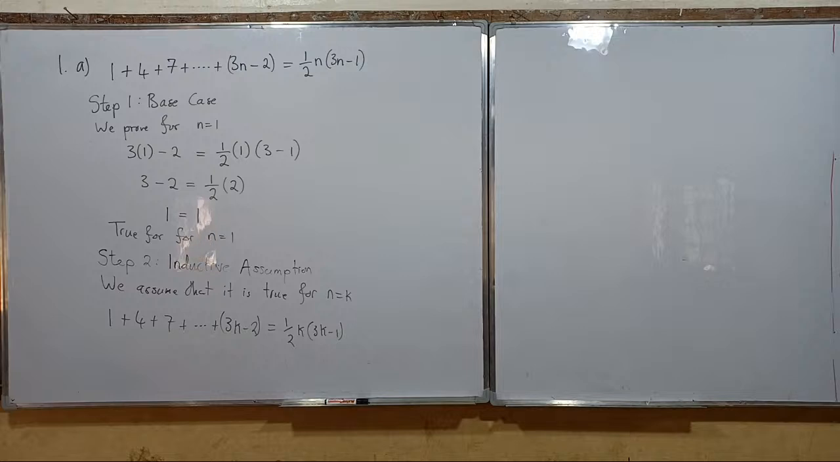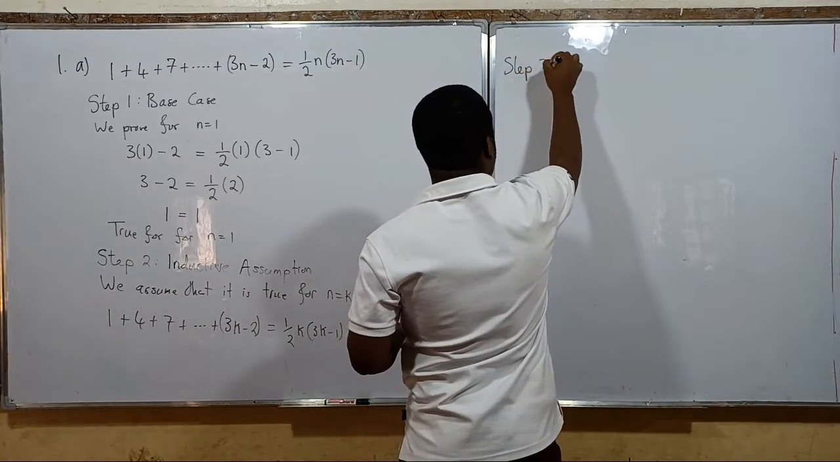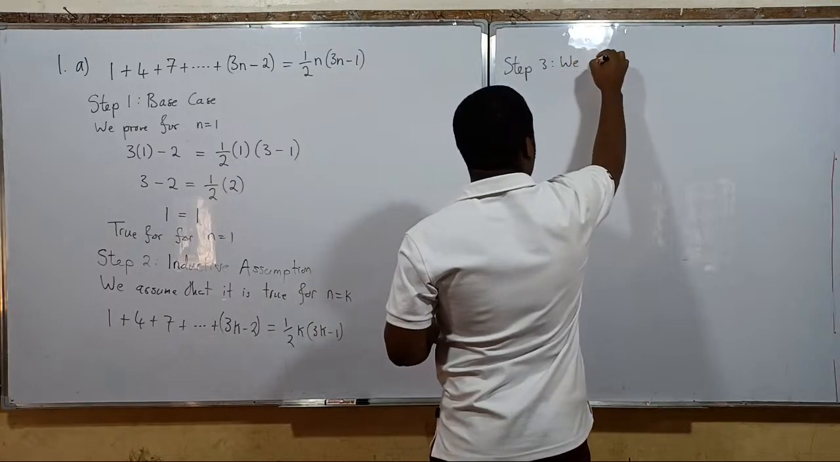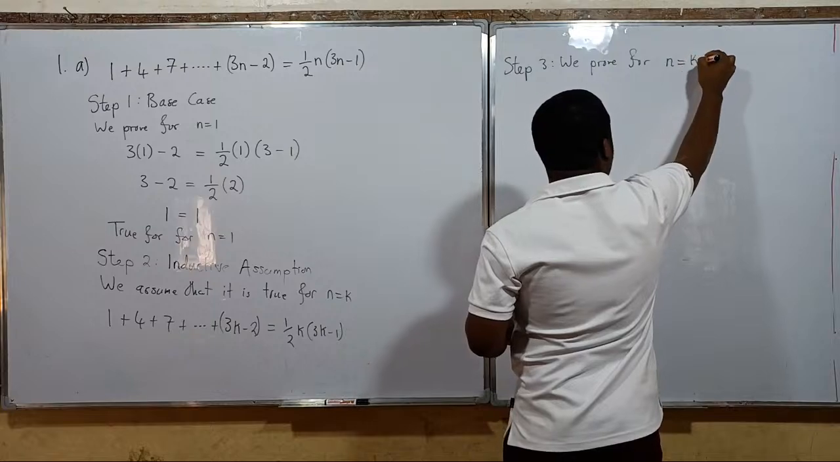Step 3. This is where the problem starts now. Some of you, once you just do these two, you're like, okay, at least I'll get something, and you go to the next question. So for step 3, we prove that it is true for n equals k plus 1.